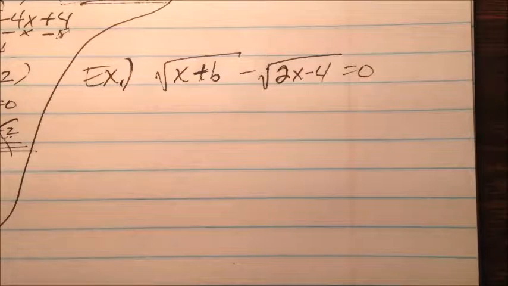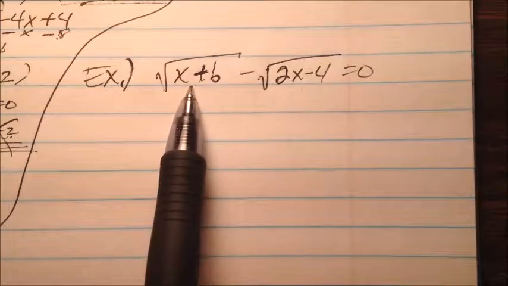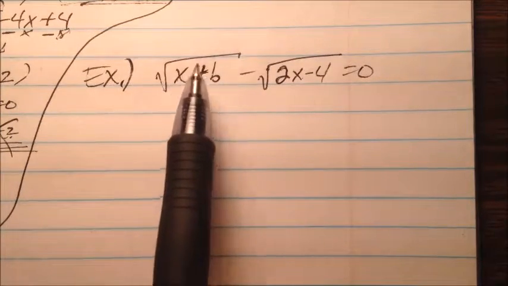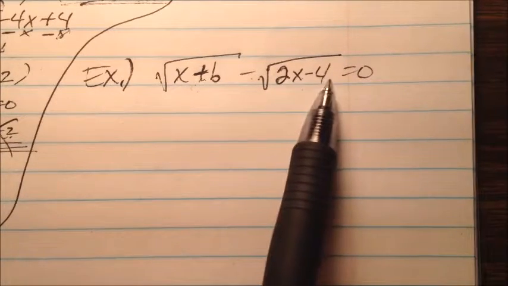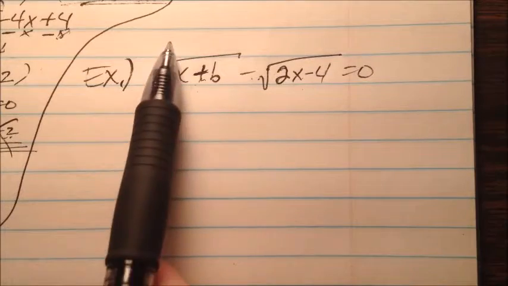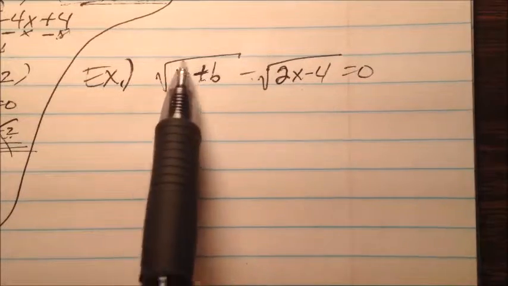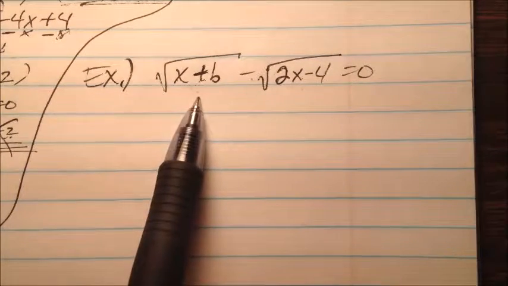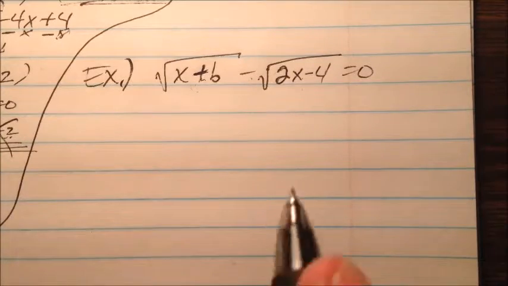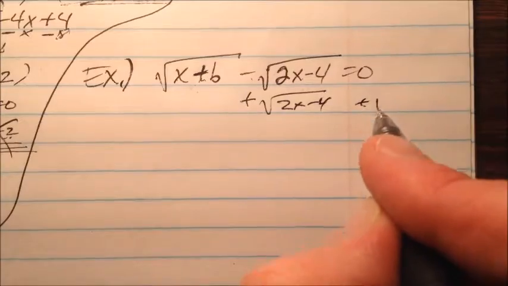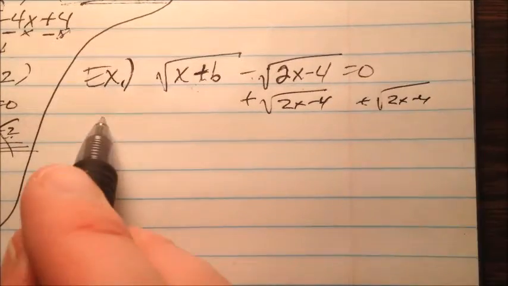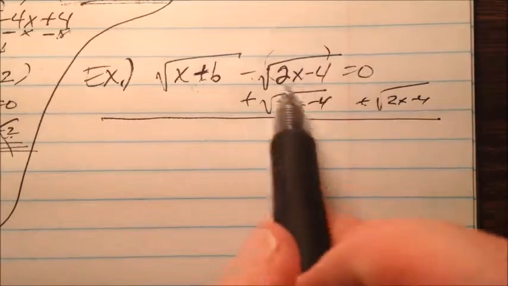In my next example, it looks like I have two radicals here. I have the square root of the quantity x plus 6 minus the square root of the quantity 2x minus 4. Well, if I was to square both sides right now, I'd have to FOIL this out, and I would still have radicals left over. So very bad. So I'm going to add the square root of 2x minus 4 to both sides first. The idea is putting this over there.